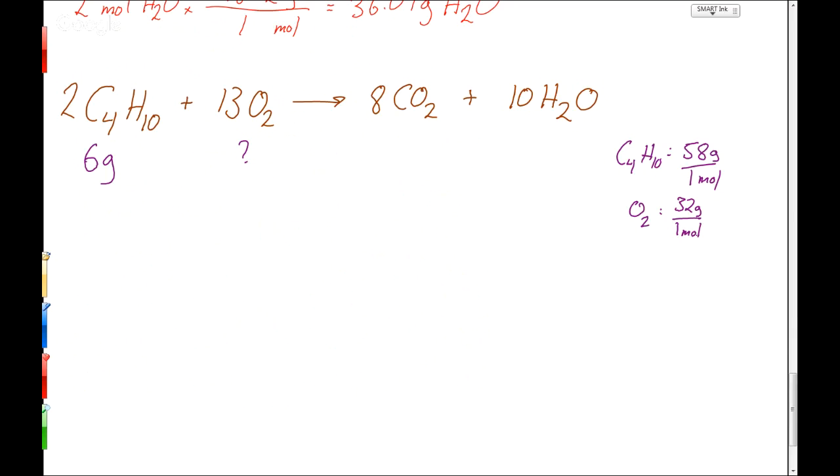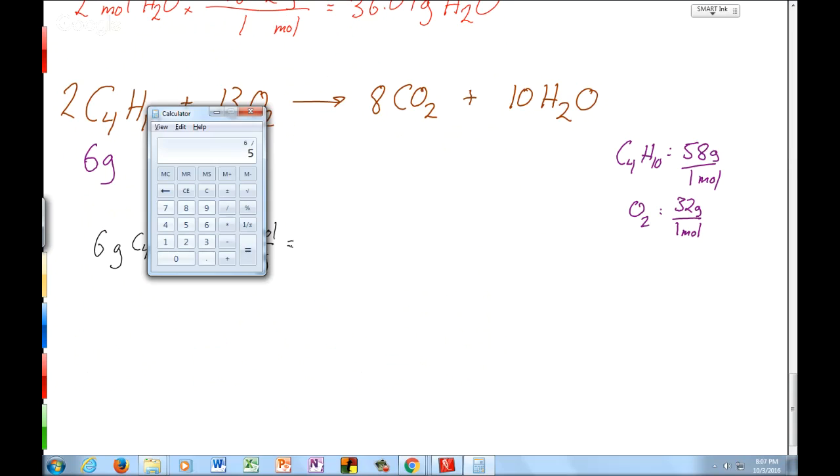So we'll say 6 grams of C4H10. And this time we want to convert from grams to moles. So we want to know how many moles is this 6 grams that we're using. If we follow the units, we don't have to worry about, do I need to multiply or do I need to divide? You just put the units in the right place, put the numbers with them, and then you're good. So grams go on the bottom, so the 58 goes on the bottom.